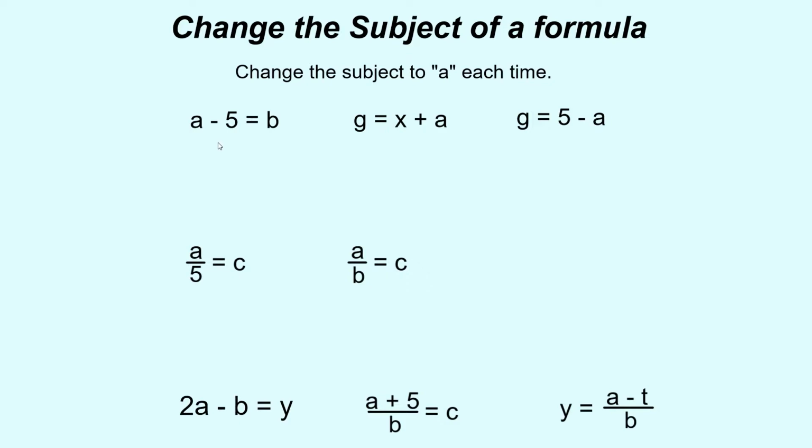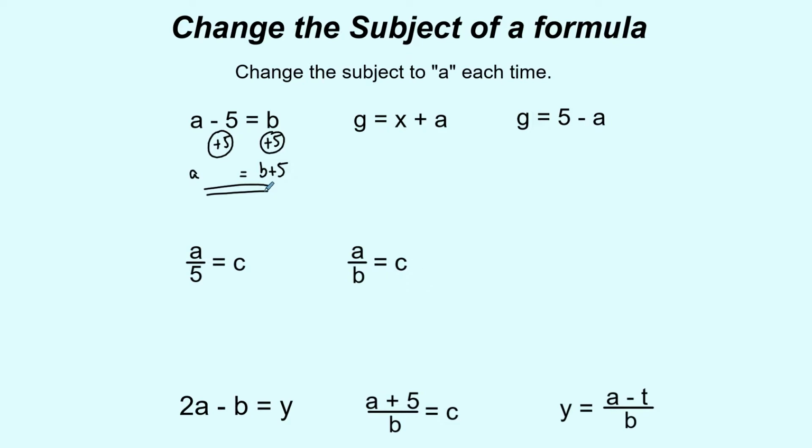We're going to add 5 to both sides of the equation. So add 5 here and add 5 here. That leaves the A on its own at this side, which is what we want. And on the right hand side, we're left with B plus 5, which we just write down. We can't simplify that anymore. That's us changing the subject of the formula to A.